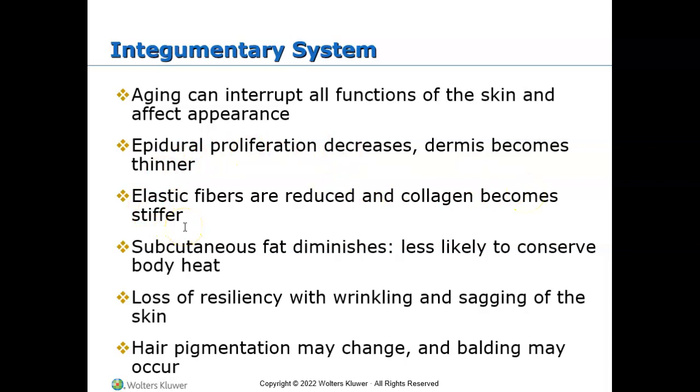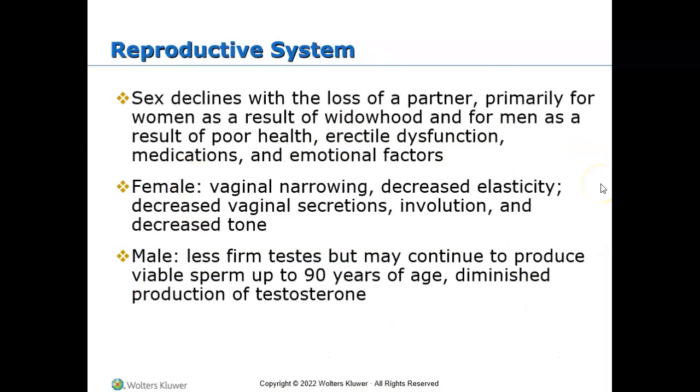It becomes thinner, collagen becomes stiffer, elastin is reduced, so you get wrinkles. Sub-Q fat diminishes, so you're not going to conserve body heat because you don't have that layer of sub-Q tissue. That also is part of why you have more risk for pressure injury, because the bony prominences do not have that layer of sub-Q fat. Wrinkling and sagging, hair pigmentation changes, balding can occur, and gray or white hair.